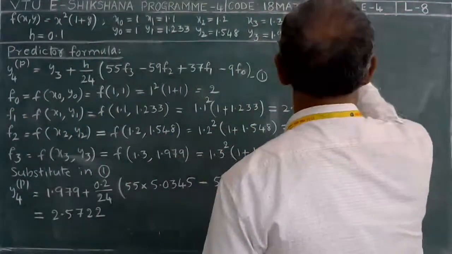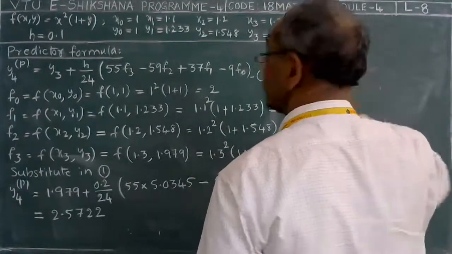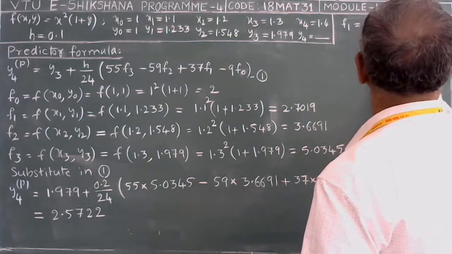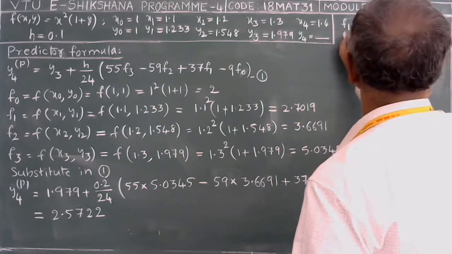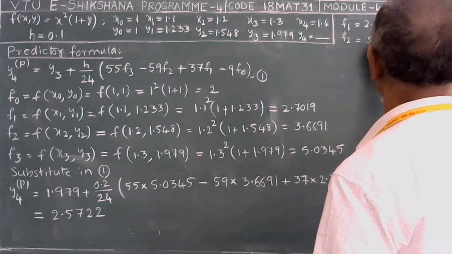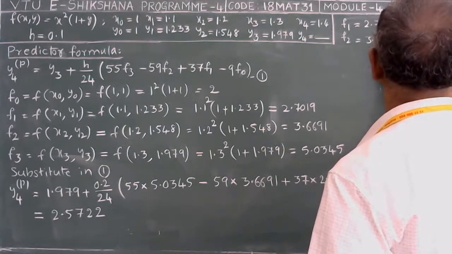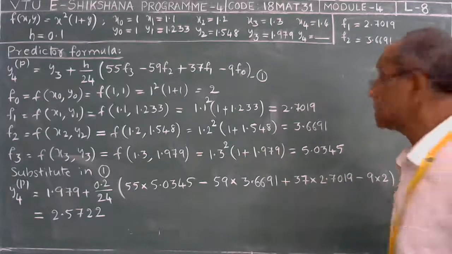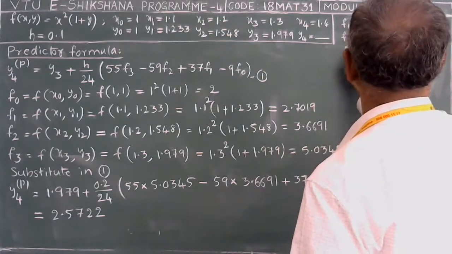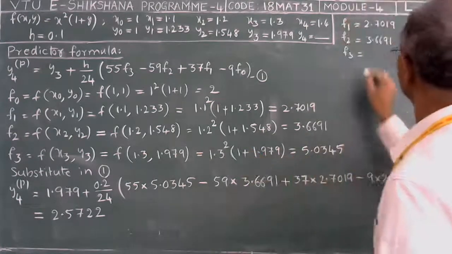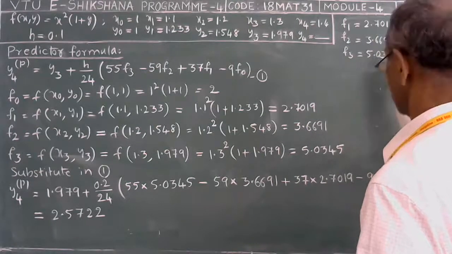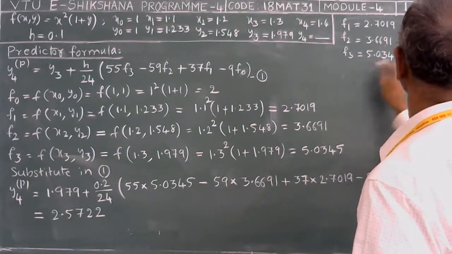Okay. Let us correct this one using the corrector formula. So I need these values. I write down here. f1 I need. f1 is 2.7019. f2 is 3.6691. Then I need f3. f3 is equal to 5.0345.